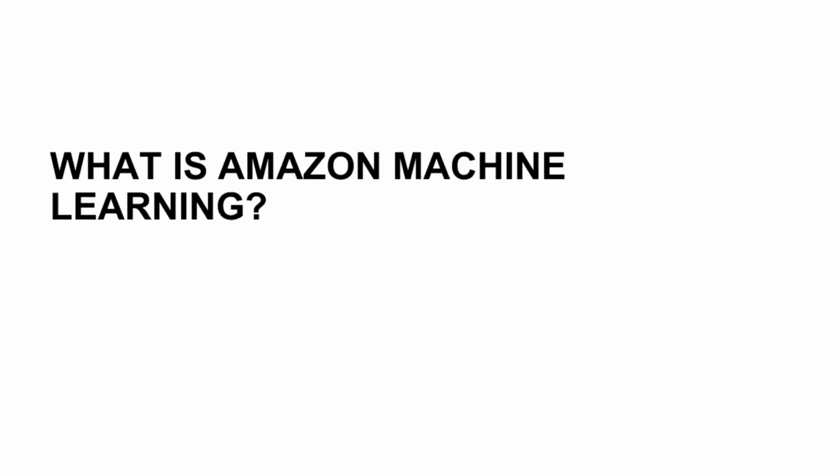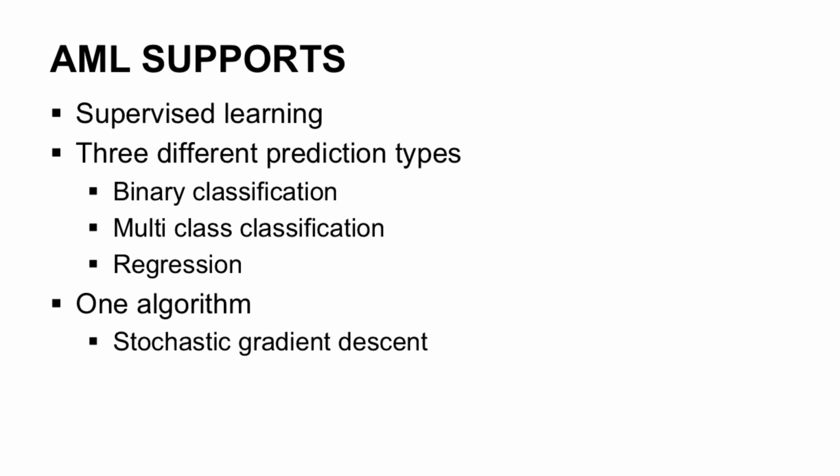So, what is Amazon machine learning and how does it differ from the wider world of machine learning in general? Amazon machine learning supports a subset of the functionality of general machine learning algorithms. It supports supervised learning, which means you're going to provide a set of observations with a target variable, and then you're going to later provide another set of observations, and Amazon machine learning is going to predict that variable. There are 3 different prediction types based on what the data type of that target variable is.